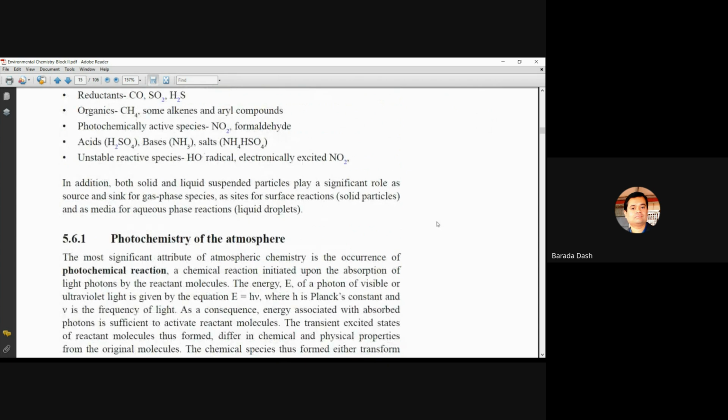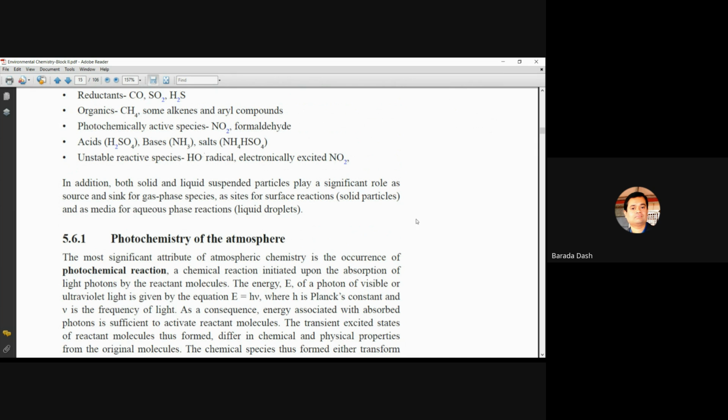In addition, both solid and liquid suspended particles play a significant role as a source and sink for gas phase species, as sites for surface reactions, and as a medium for aqueous phase reactions. Solid and suspended particles means things like soot particles and aerosols. They play a significant role as a source and sink for gas phase species. Pollutants can be absorbed or placed over the particles, and they are also at the surface of those particles. Then the aqueous phase reaction can also occur.